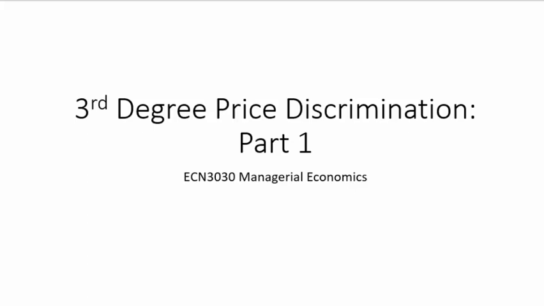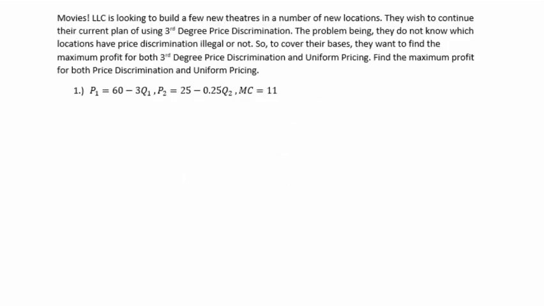In this video, we will be discussing third-degree price discrimination and how firms profit maximize. Here we have a problem where a movie theater company called Movies LLC is looking to build a few new theaters in a number of new locations. They wish to continue their current plan of using third-degree price discrimination as a pricing model.